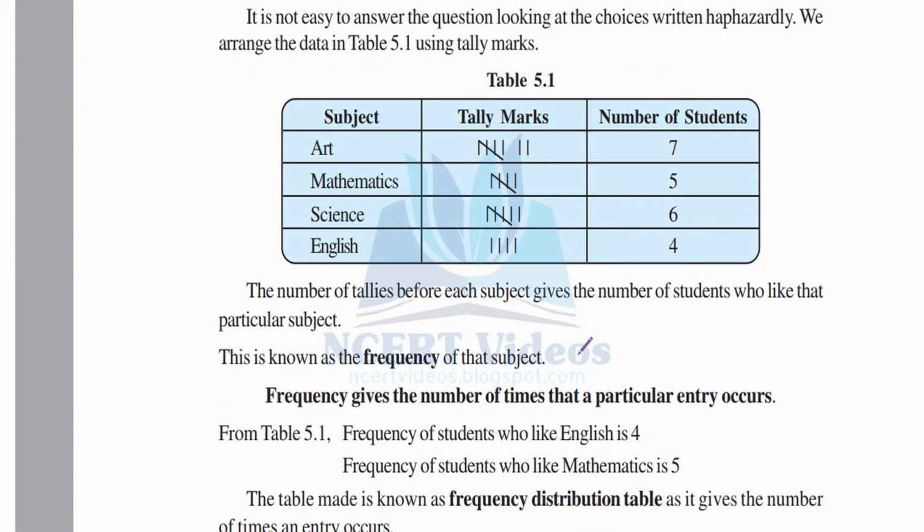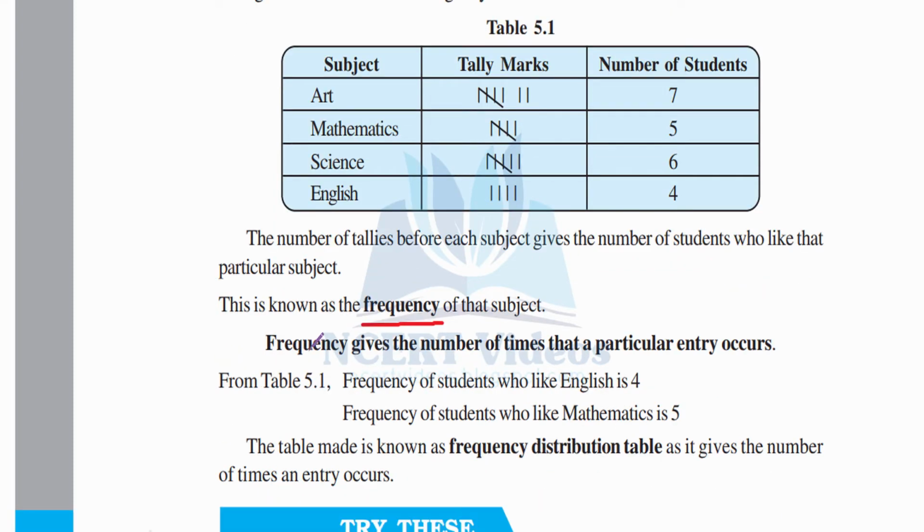Now you got the idea. Let's move further. The number of tallies before each subject gives the number of students who like that particular subject. This is called the frequency, or the number of times a particular instance is repeating. It's called the frequency. So the frequency gives the number of times that a particular entry occurs.